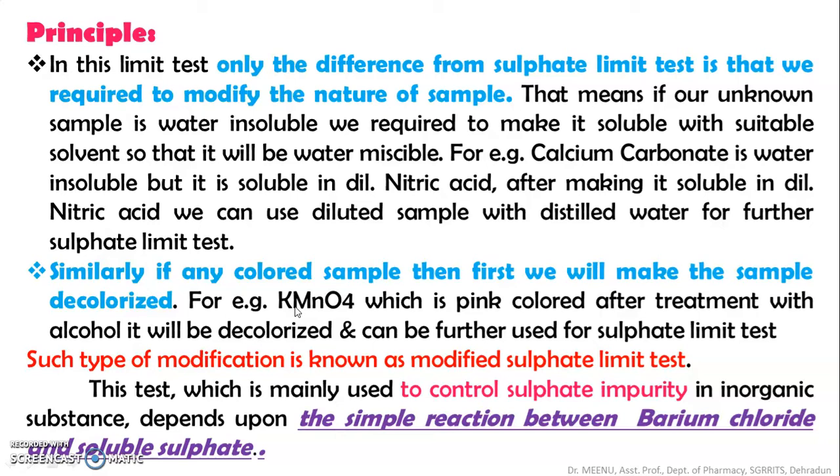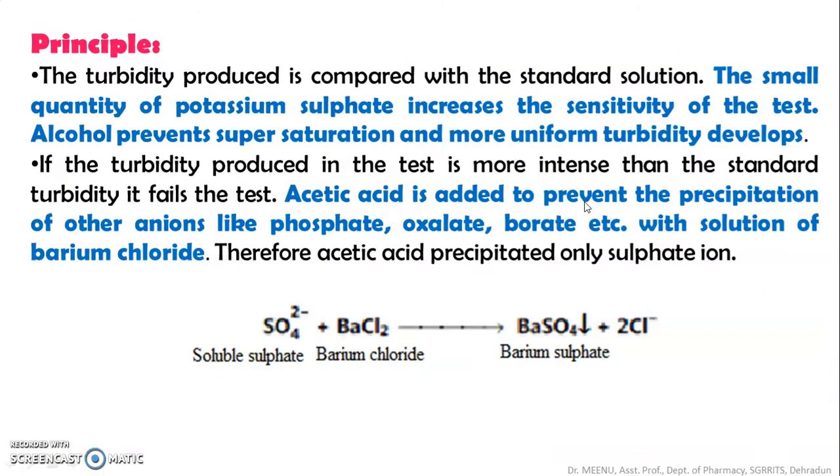This test, which is mainly used to control sulfate impurity in an inorganic substance, depends upon the simple reaction between barium chloride and soluble sulfate. The turbidity produced is compared with that of the standard. A small quantity of potassium sulfate increases the sensitivity of the test. Alcohol prevents supersaturation so that more uniform turbidity is developed.